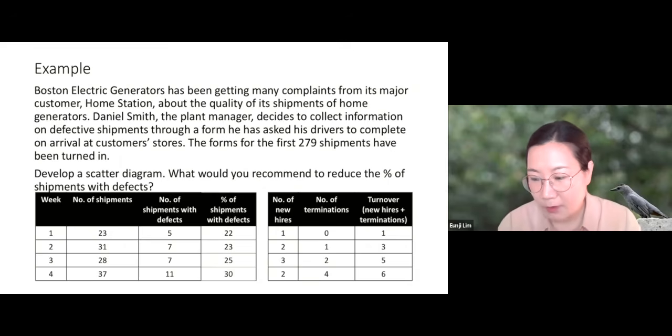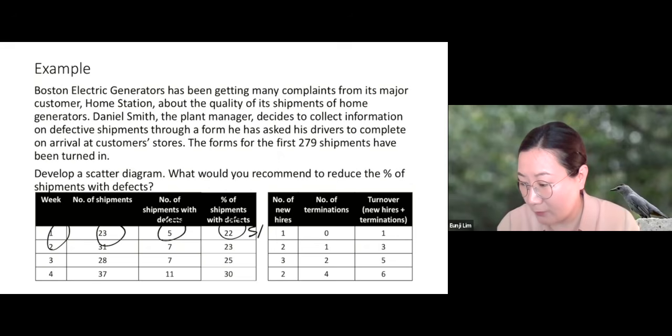So in the first week, they shipped out 23 shipments, and of these 23 shipments, 5 shipments contained defects. So the percentage of shipments with defects is 5 over 23, which is 22%.